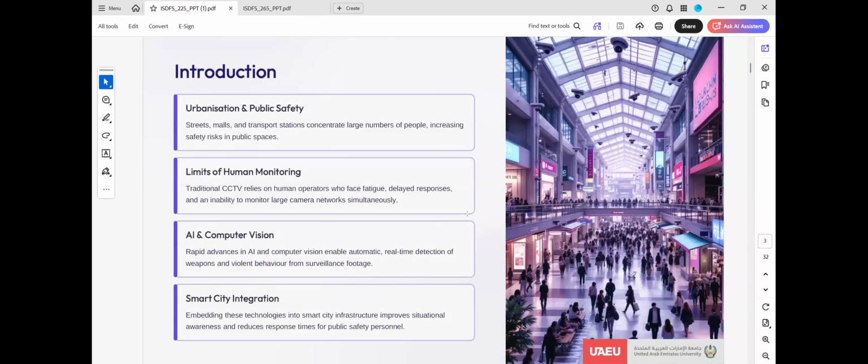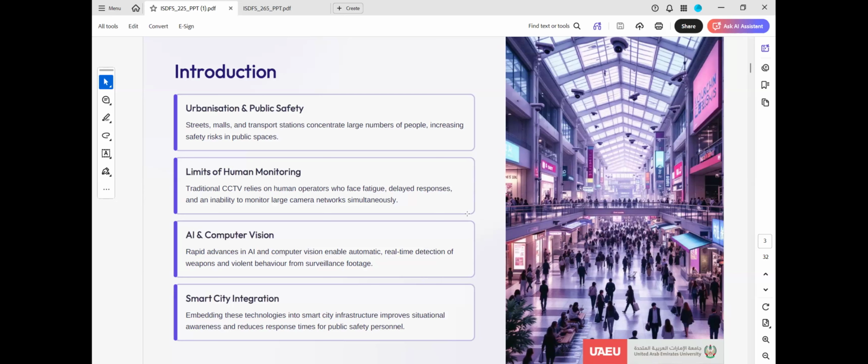So the introduction. Nowadays, in urban cities, wherever people gather, for example malls, streets and all other gathering areas, we have to provide safety for the people. Am I right? If any crisis happens, how do we secure the people? Obviously, in every place we have to install CCTV cameras. What are the limitations of the traditional system? Every time, human supervision manages all the things, so humans may face fatigue or delayed responses if any incident happens. We have to overcome those issues.